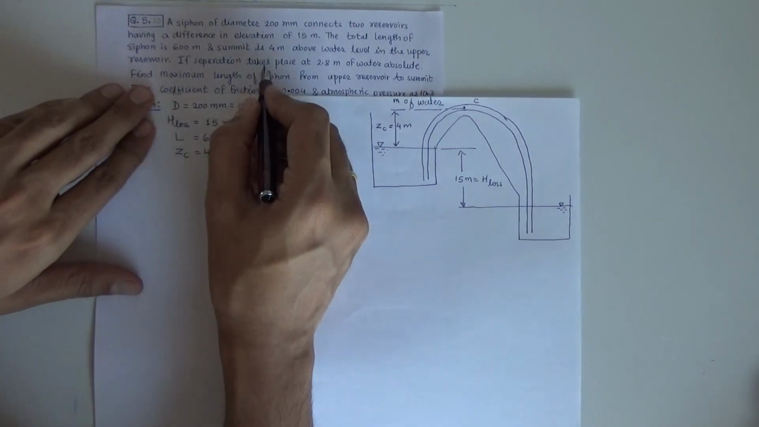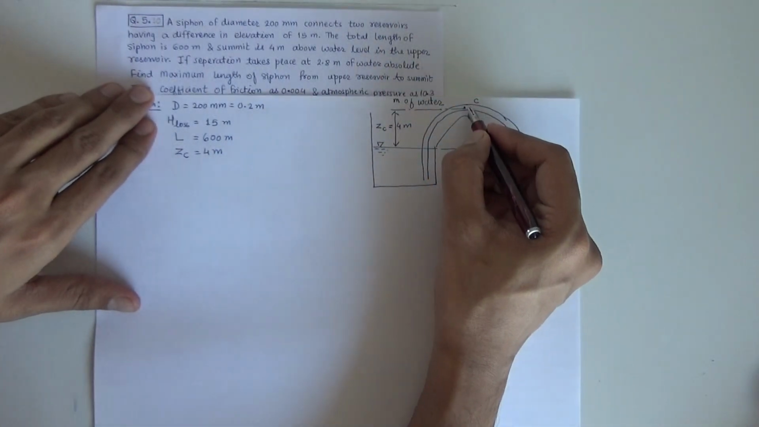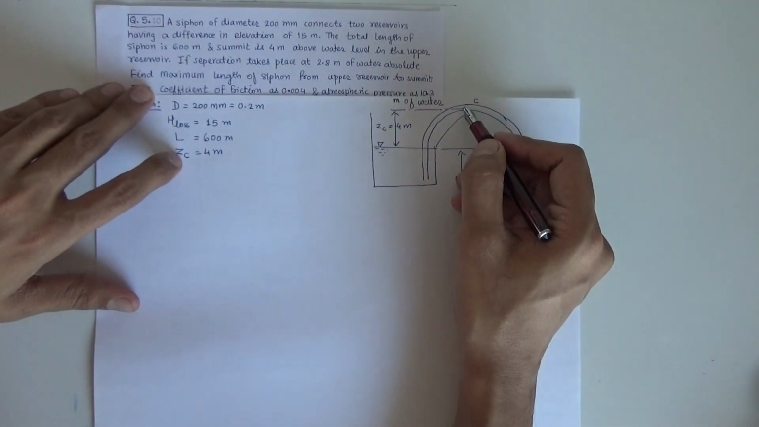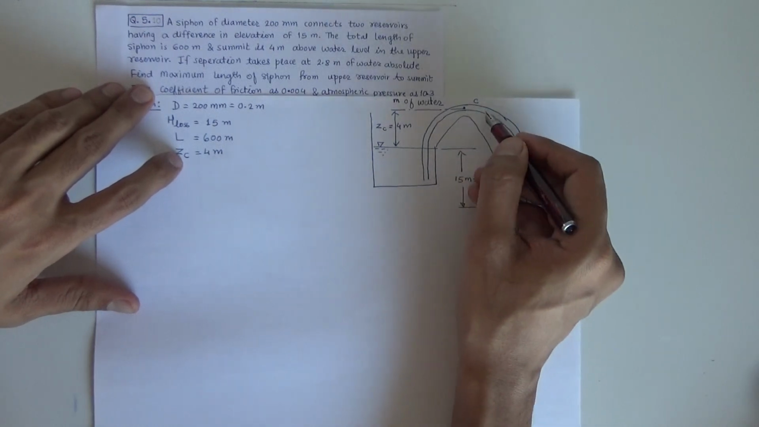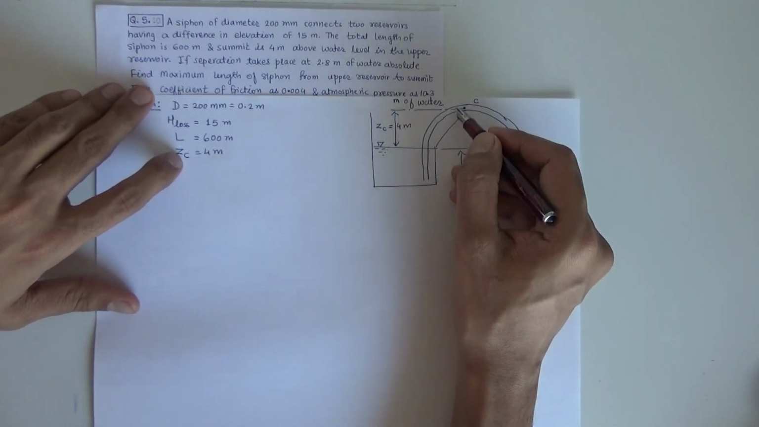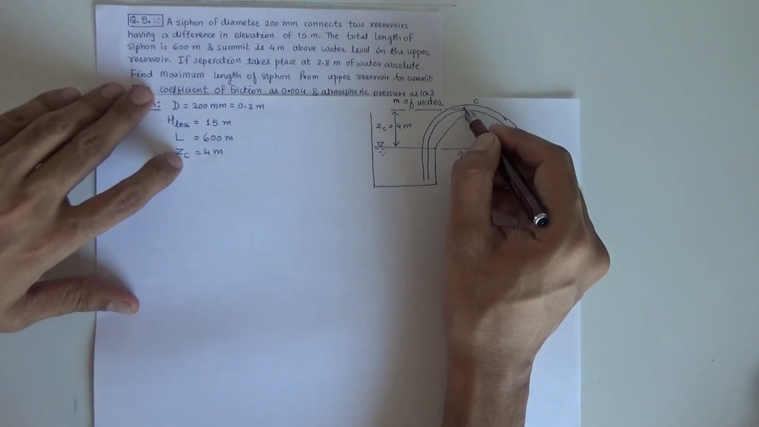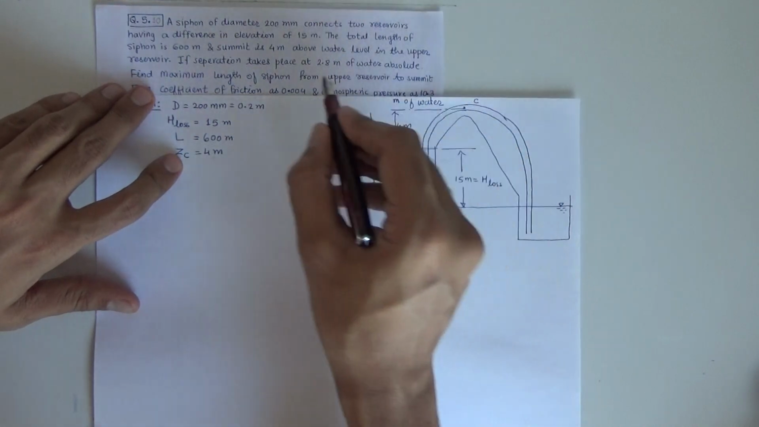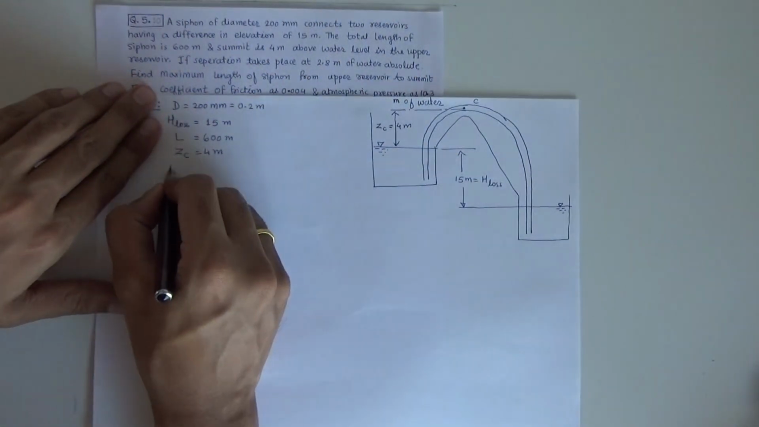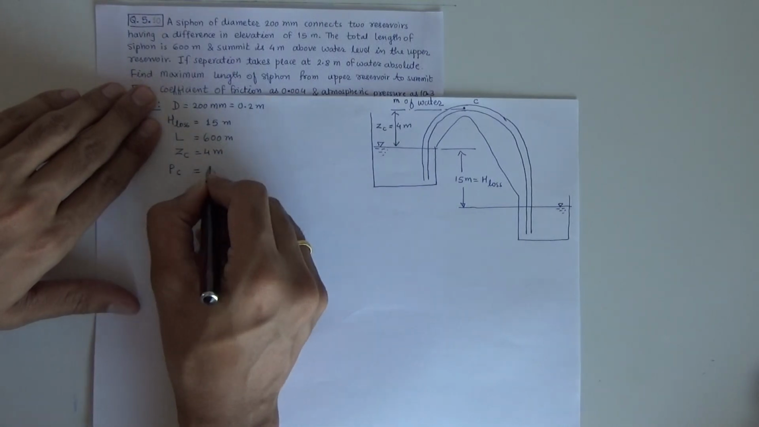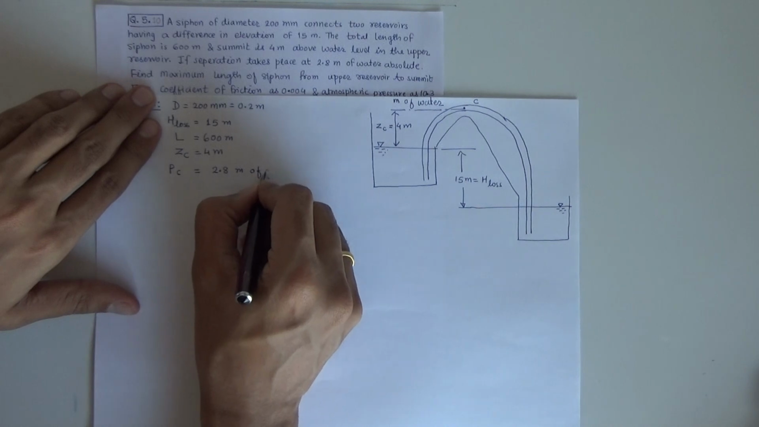If the separation takes place at 2.8 meter of water absolute, what does separation mean here? This point is called the point of separation, where this limb and this limb get separated, or the liquid coming from this gets separated here from the limb. Here the pressure is given as 2.8 meter of water absolute. Means PC is given as 2.8 meter absolute.